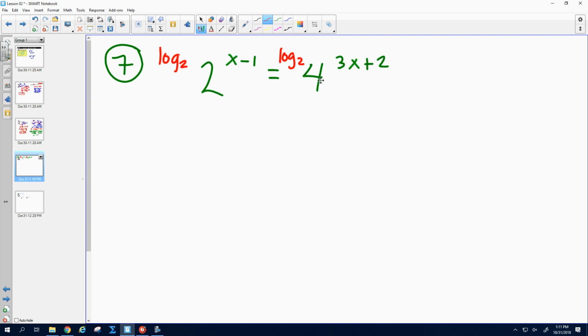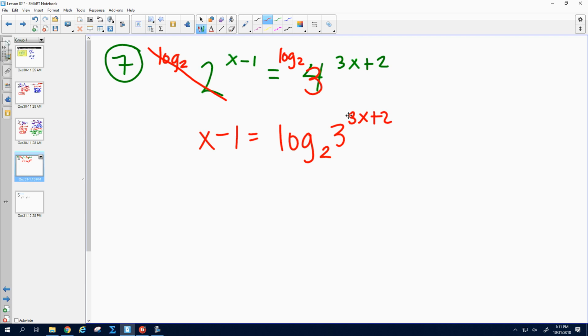You can change the 4 to a 2 squared, but don't, because just in case I made this a 3. Maybe I should just change it. All right, I'm going to leave it like this. All right, we'll make this a 3 so that you can't do that. So it's log base 2 of 3, and then this guy is still in the exponent here.